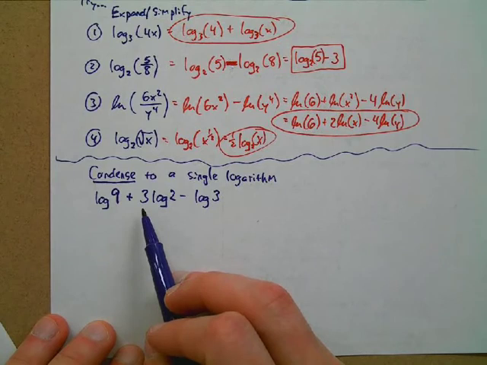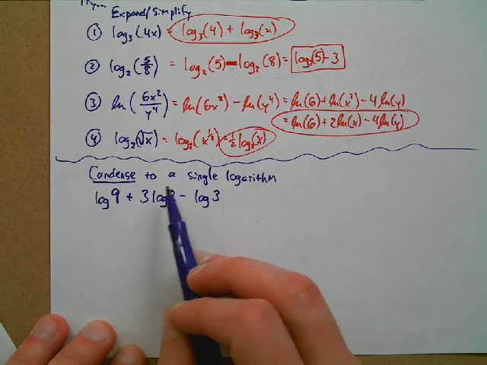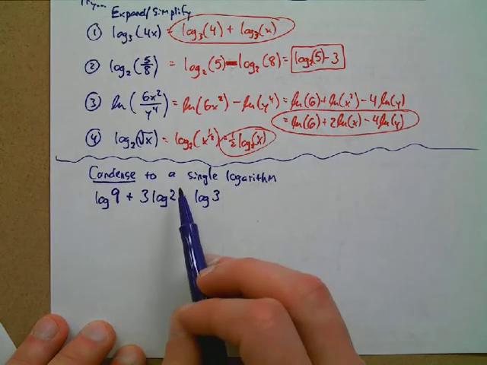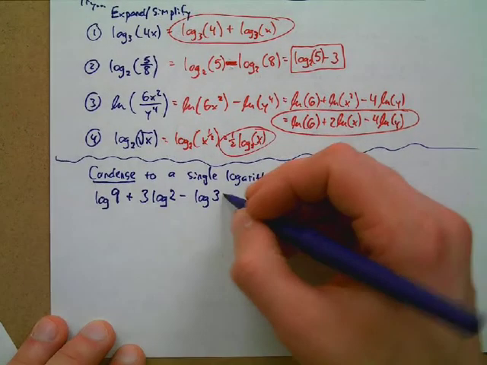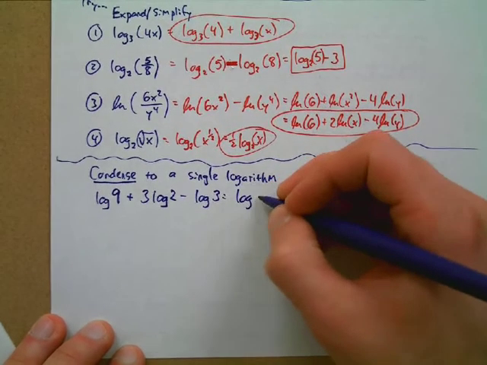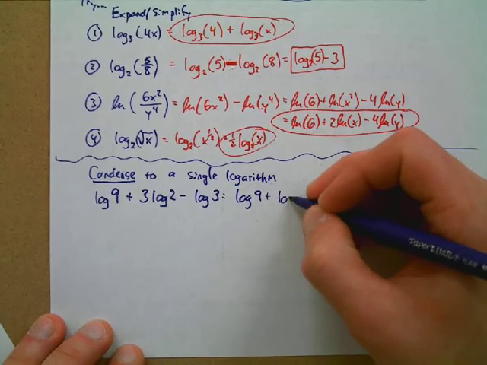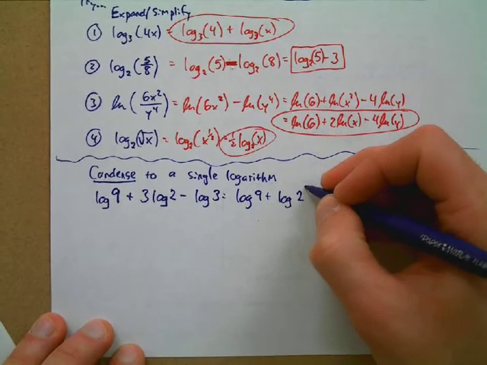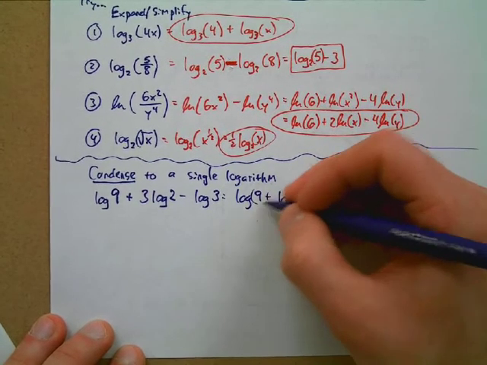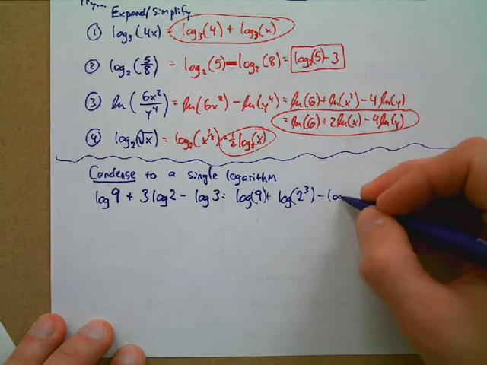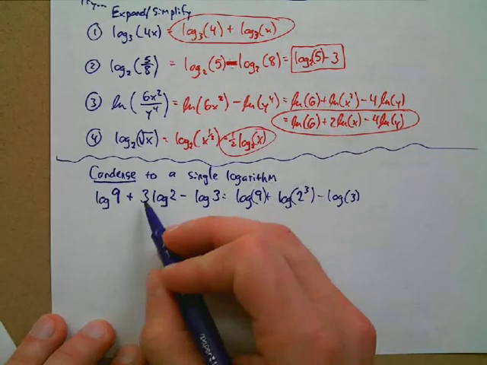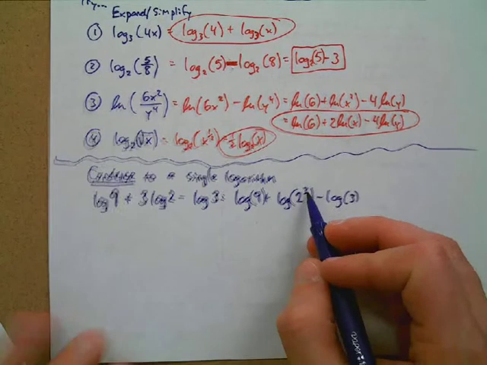So we're going to bring it up inside as an exponent. We're going to undo what we have written there, and we're going to say, okay, this is the same as log of 9 plus log of 2 to the third. So we're going to bring that 3 inside there, up as an exponent.